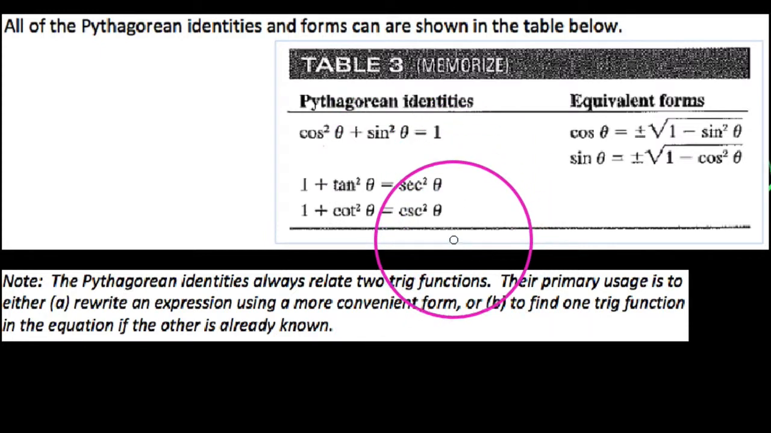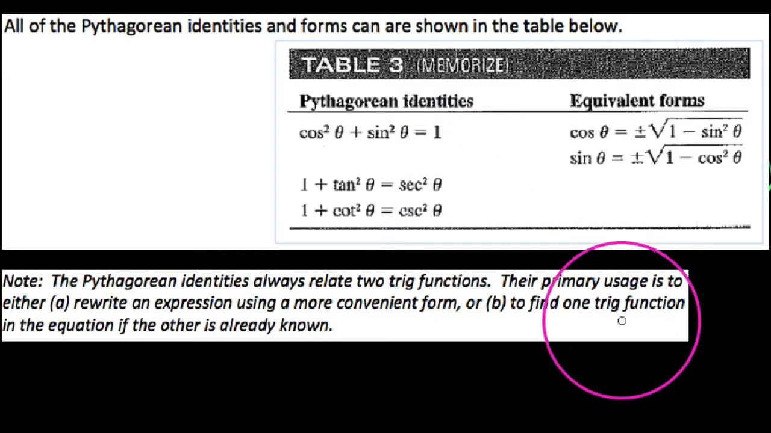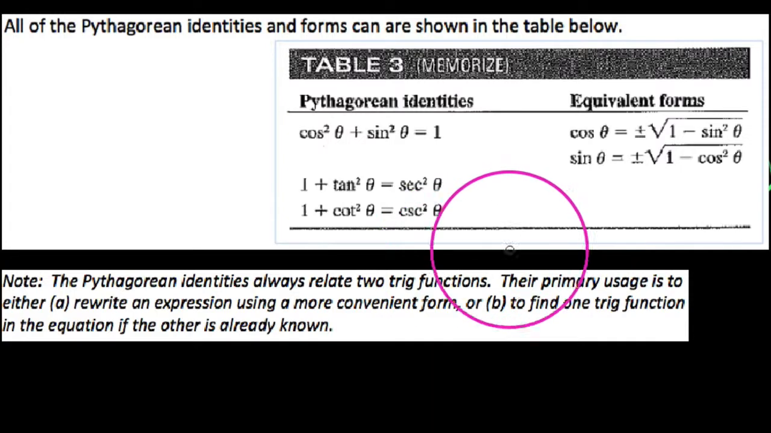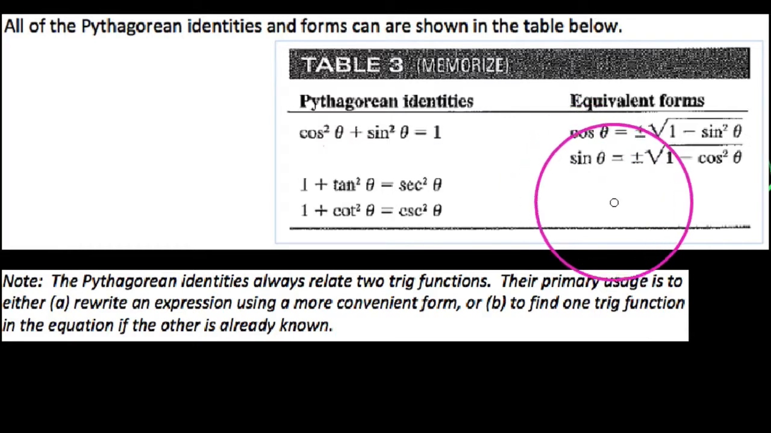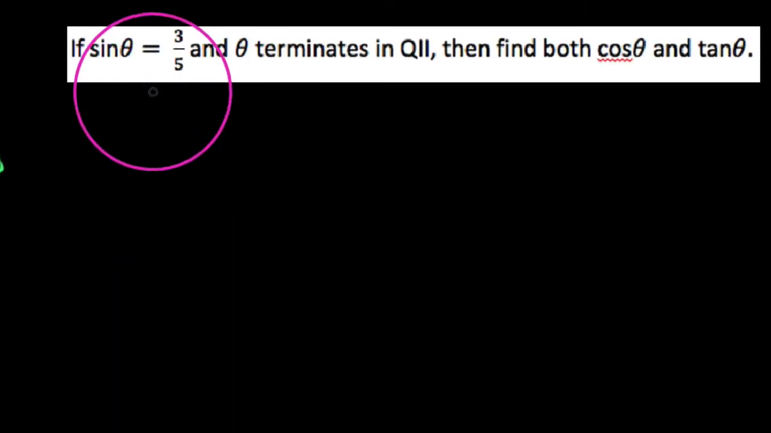The second thing these are nifty for is if we wanted to find a trig function in the equation when the other one's already known. Like in the first identity up here, I could find cosine if I knew sine, or if I knew cosine, I could plug it into this formula and find sine right here. So this is exactly what I'd like to do with this example up here on the right, and we'll be done with this video.